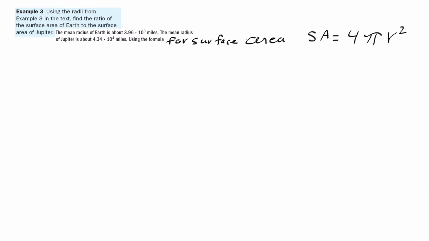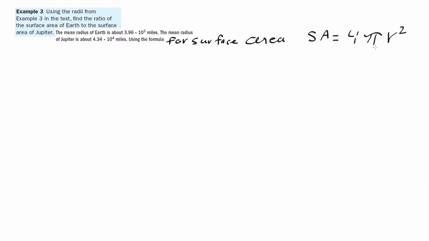Okay, example 3. Using the radii from example 3 in the text, that's on page 513, find the ratio of the surface area of Earth to the surface area of Jupiter. The mean radius of the Earth is given, as well as the mean radius of Jupiter, and for surface area we use 4 pi times r squared.